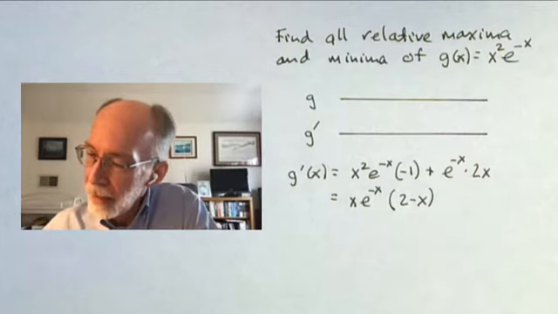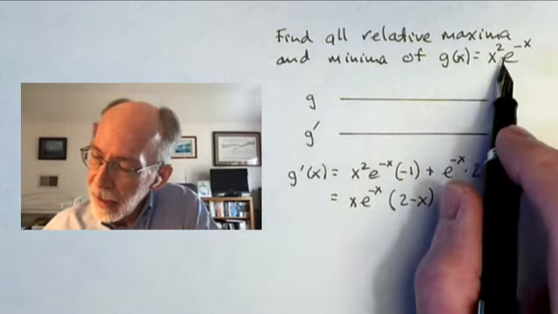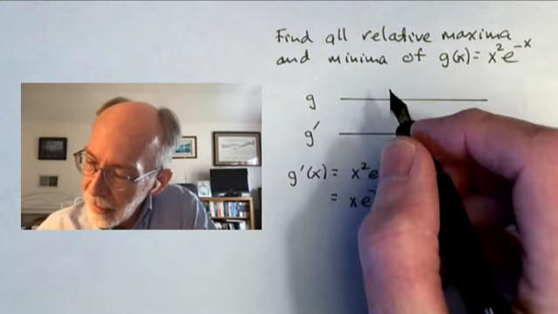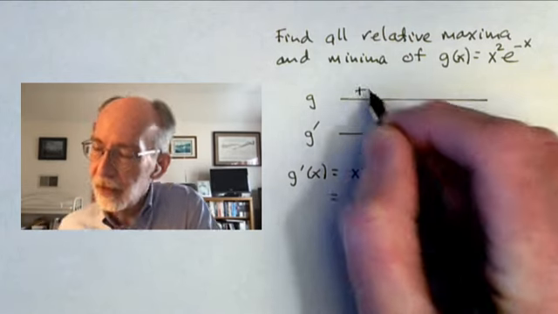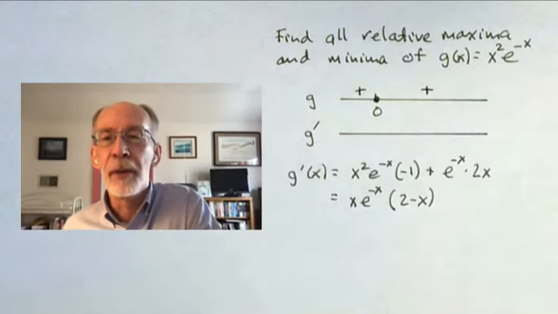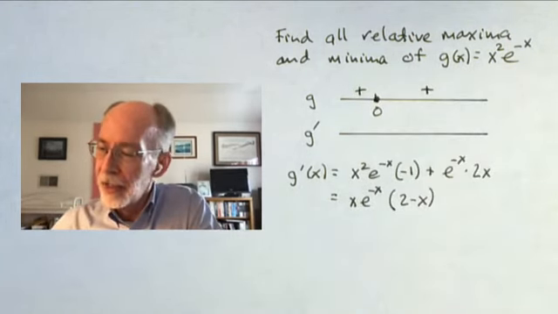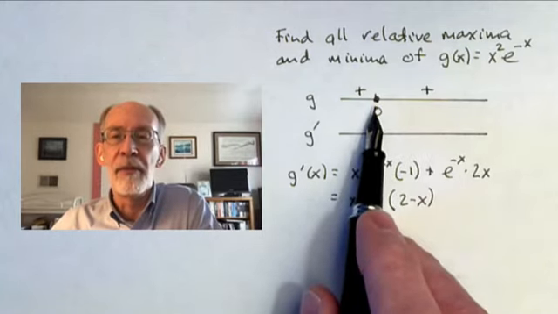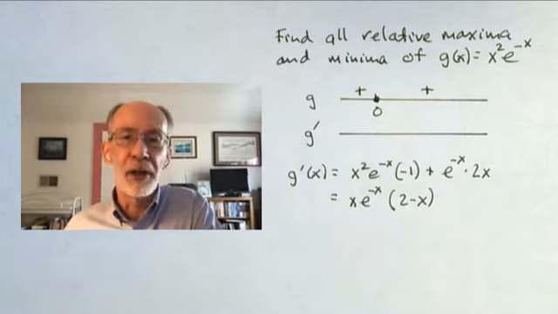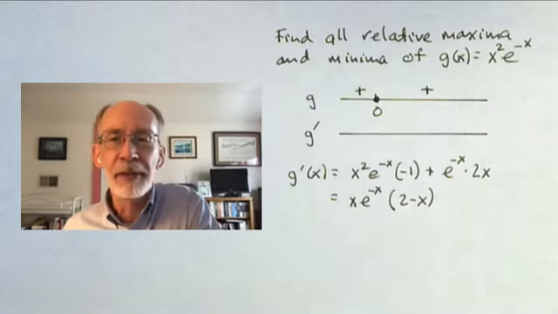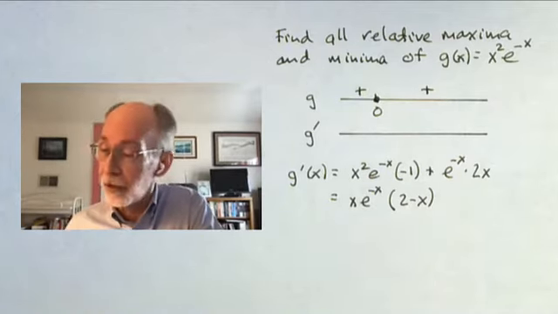So my original function, my g, is 0 at x equals 0 and positive everywhere else. So actually, even if you didn't know any calculus, you would be able to say that there was a minimum at x equals 0, because if I'm 0 here and positive everywhere else, this must be a minimum. It actually must be the absolute minimum for this function.